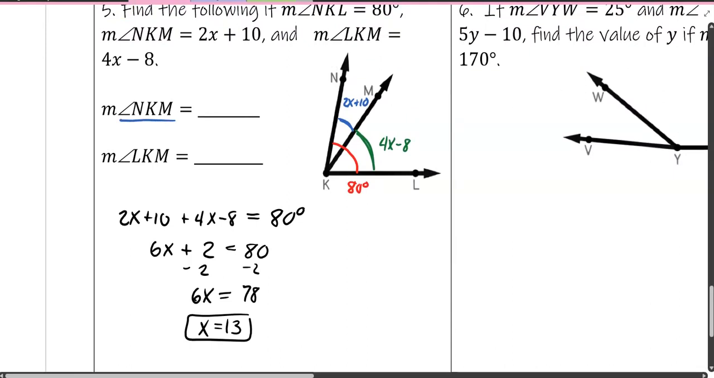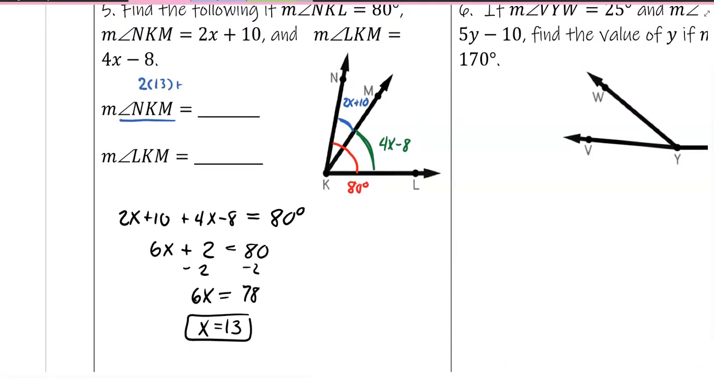NKM, the one in blue, would just be 2 times 13 plus 10. Plug that into your calculator, you get 36 degrees. And then for the green section, LKM, that would be 4 times 13 minus 8. Again, plug that into your calculator, and we get 44 degrees.